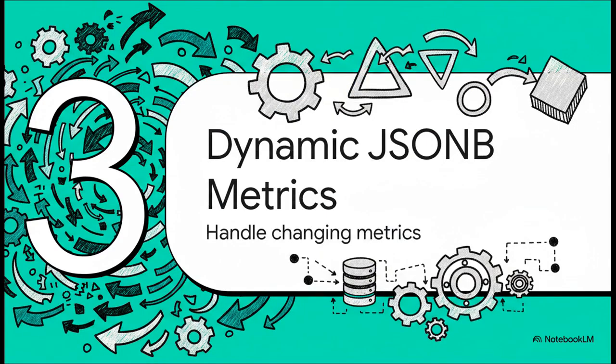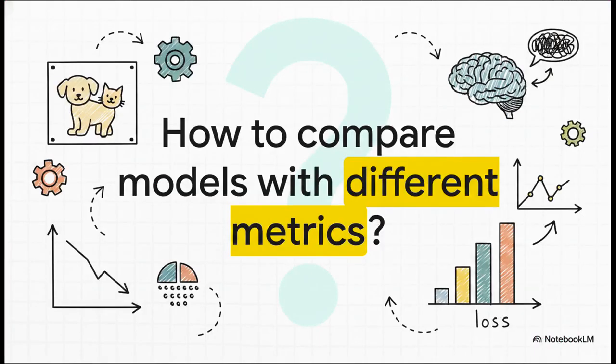Moving on to Section 3, dynamic metrics with JSONB. This is how we handle the chaos of constantly changing metrics. So, I want to ask you a very direct question. How do you compare models that report totally different metrics?